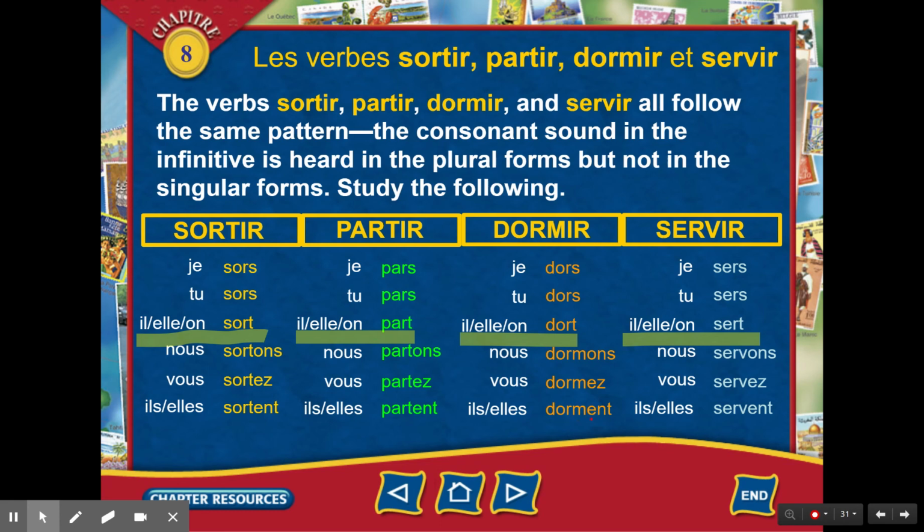And who can tell me, when do I hear the ENT at the end of a verb? Never! That's right. But what does that ENT let me do? Lets me hear that consonant that comes before it that I otherwise would not hear if it was at the end of the word. All right, last one. Stay with me, my friends. Répétez. Je sers, tu sers. Il sert, elle sert. On sert. Nous servons, vous servez. Ils servent, elles servent.